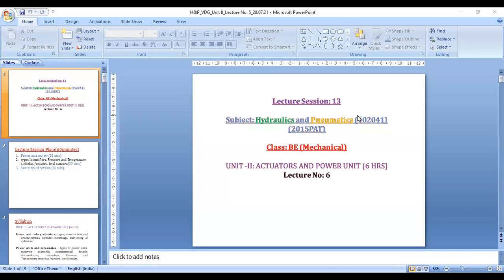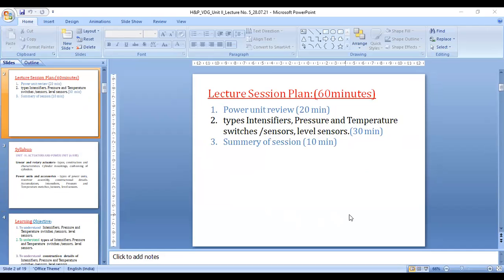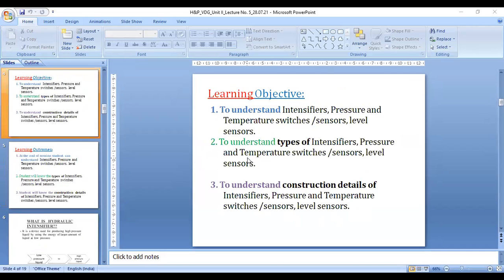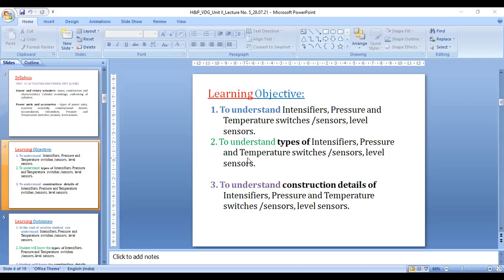Our subject is hydraulics and pneumatics, unit number 2, lecture number 6, actuator and power unit. Lecture session plan: power unit review, types of intensifier, pressure and temperature switches, sensor, level sensor, summary of sensor session. Linear, rotary, this is the syllabus for unit number 2.